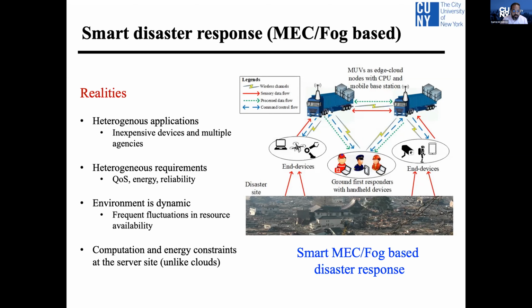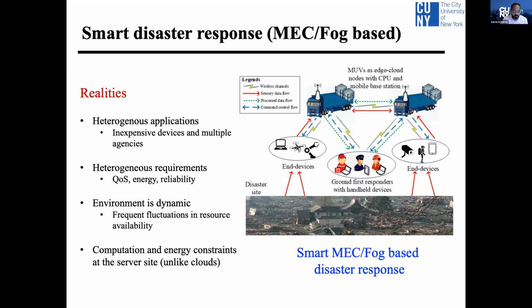So those are heterogeneous requirements. The environment is very dynamic. You have frequent fluctuations because multiple agencies are involved. You might have scenarios where your infrastructure is down and trying to come up. You have a temporary infrastructure which is giving you some sort of energy and network connectivity. And then you have resource availability, which is fluctuating as well.